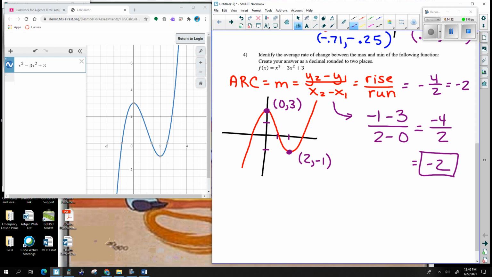So I would probably rely on the equation, y2 minus y1 over x2 minus x1. That's the slope. That's the exact same thing as what they say is the rate of change. Rate of change is the slope.